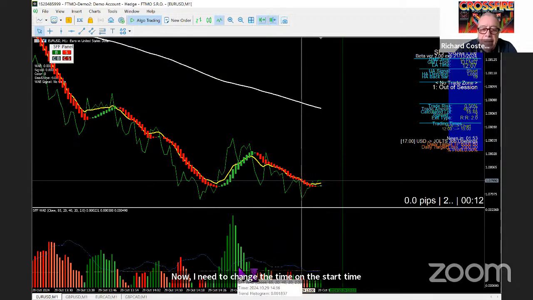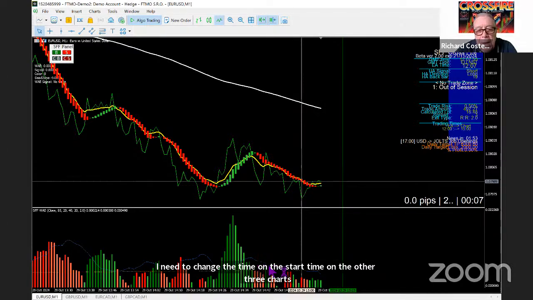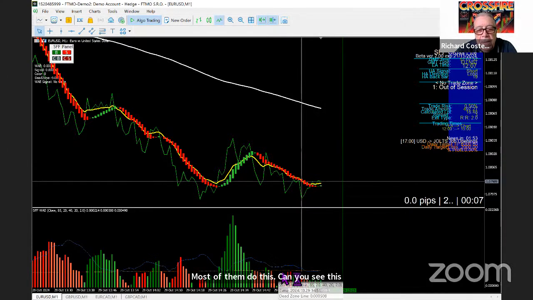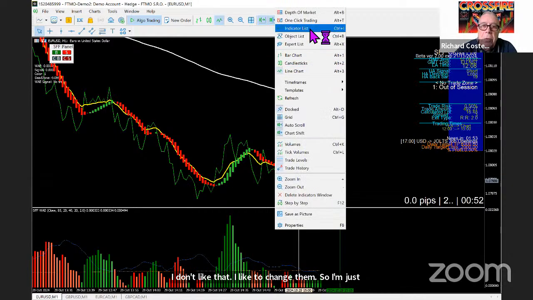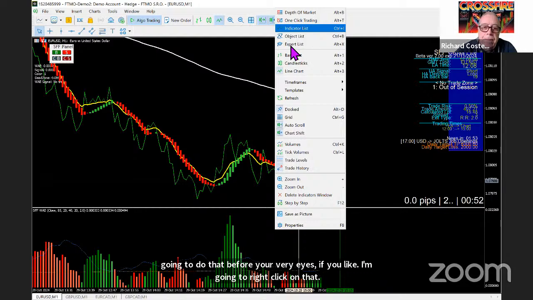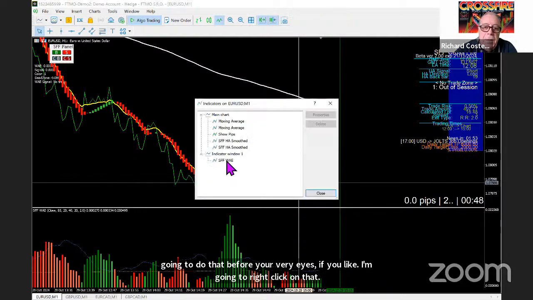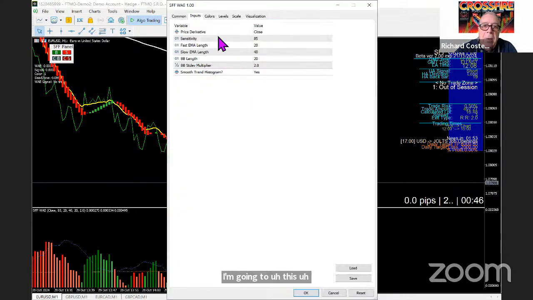Whilst I'm doing this, can you see this blue line here and this really faint orange line here? I don't like that. I like to change them. So I'm just going to do that before your very eyes, if you like. I'm going to right click on there, go to indicator list, and go to this WAE. I'm going to double click on that.